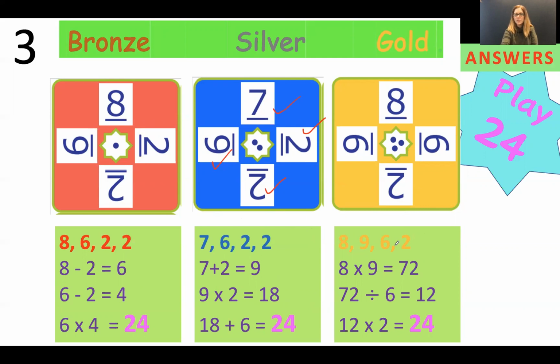Let's try again. Gold is a little bit trickier. So I've got 8 multiplied by 9. So here's my 8. Here's my 9. That gives me 72. I'm then going to divide it by 6. 72 divided by 6 gives me 12. Final step, 12 multiplied by 2, there's my 2, gives me 24.